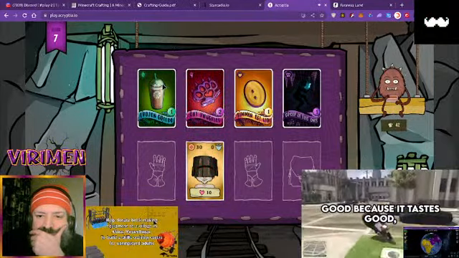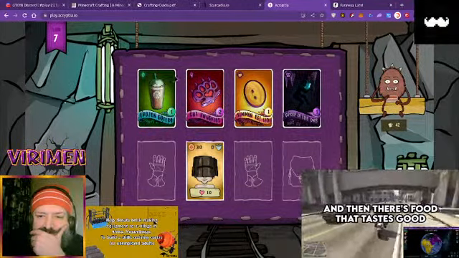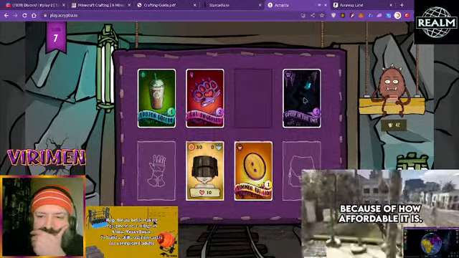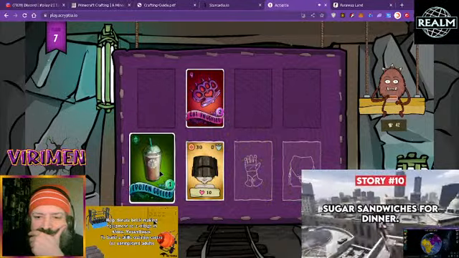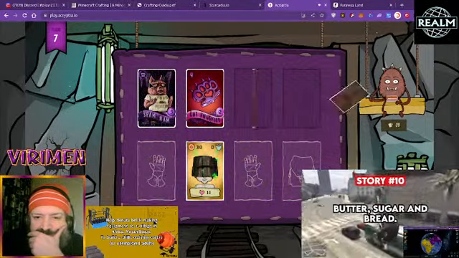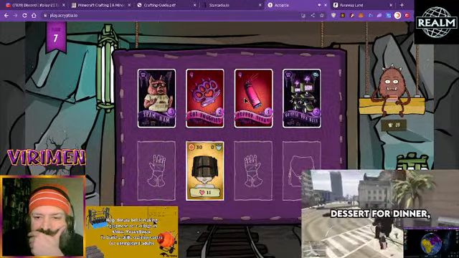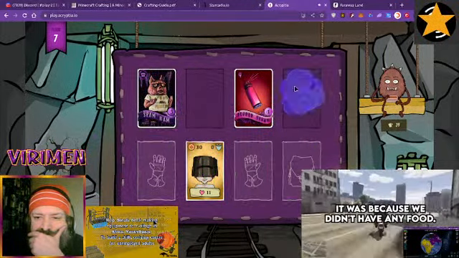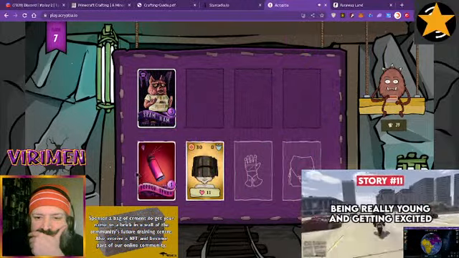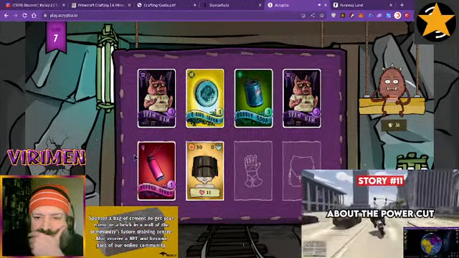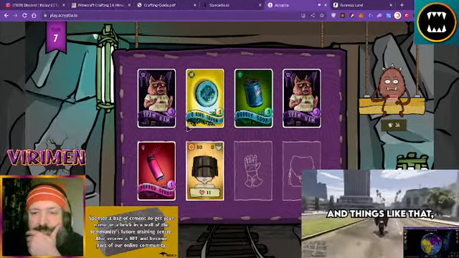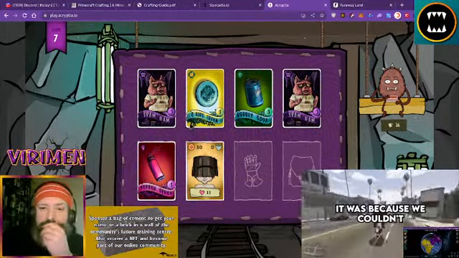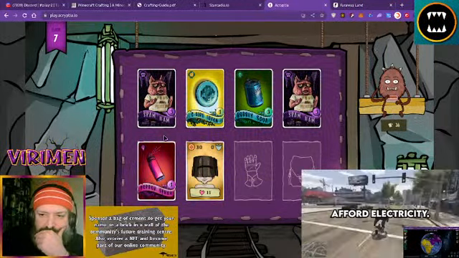There's food that tastes good because it tastes good, and then there's food that tastes good because of how affordable it is. Sugar sandwiches for dinner. Butter, sugar, and bread. We thought it was like dessert for dinner, but my mom told us recently it was because we didn't have any food. Being really young and getting excited about the power cut and lighting candles and things like that, when really it was because we couldn't afford electricity.